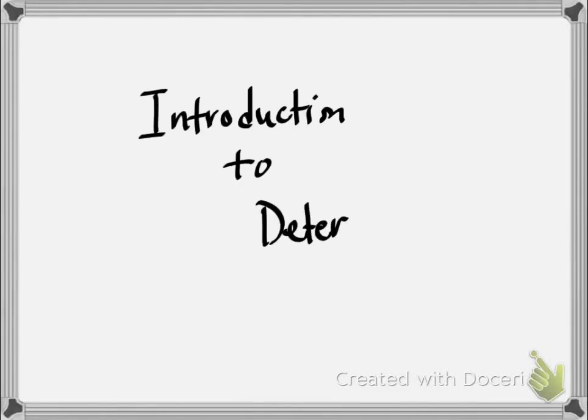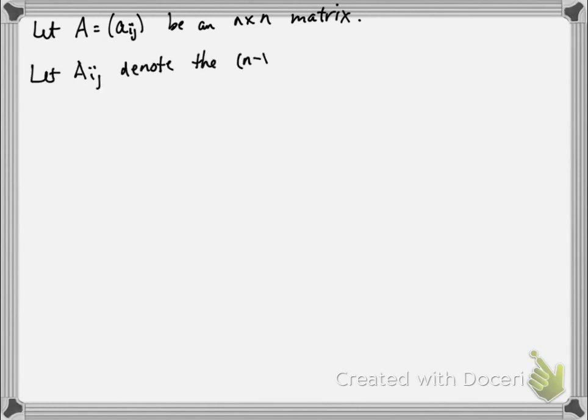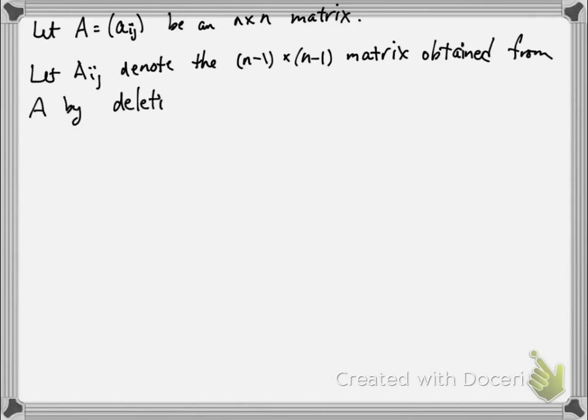Let's talk about determinants. So let A be a square matrix. We'll denote its entries Aij as usual. We're going to introduce this notation capital A sub ij, and this is going to mean the n minus 1 by n minus 1 submatrix you get by deleting the ith row and jth column of A.